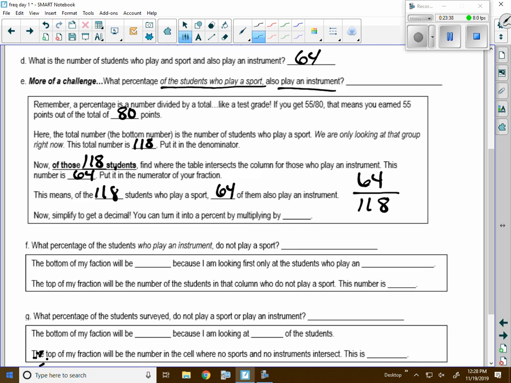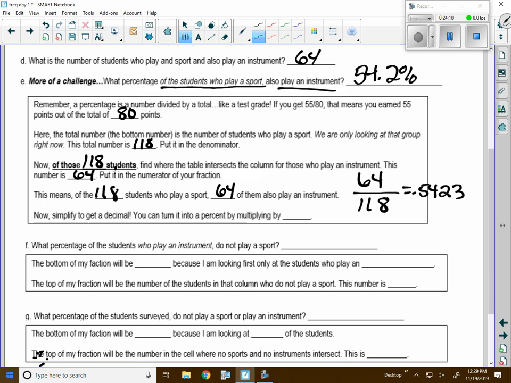All right, so it'll be 64 divided by 118. What'd you get? .54 what? Okay, so what percentage is that? 54.2%.